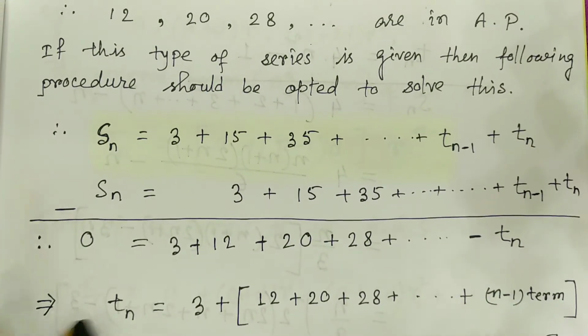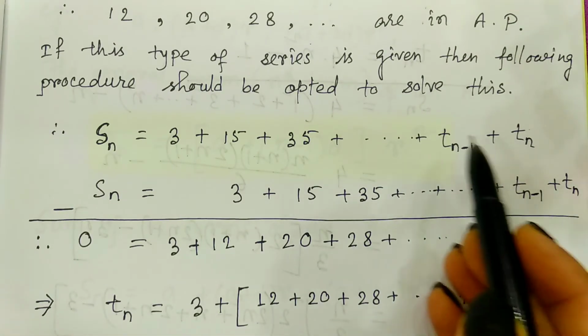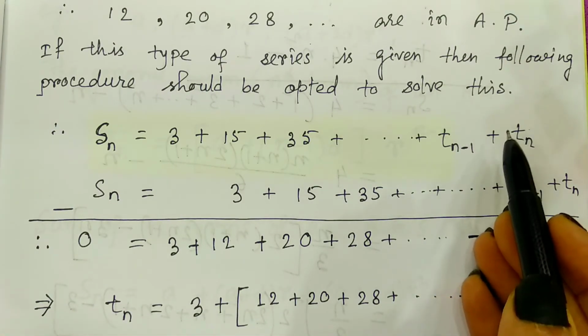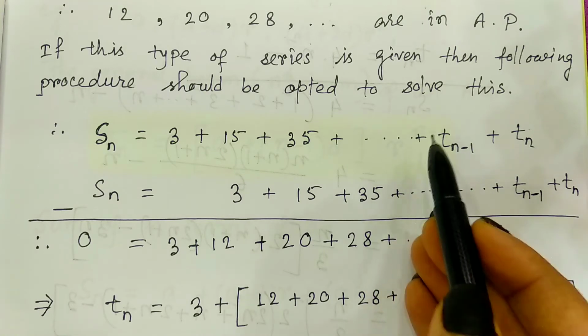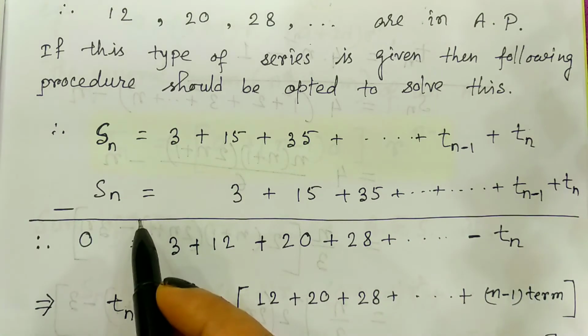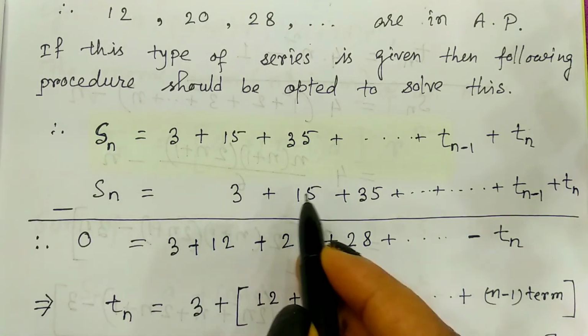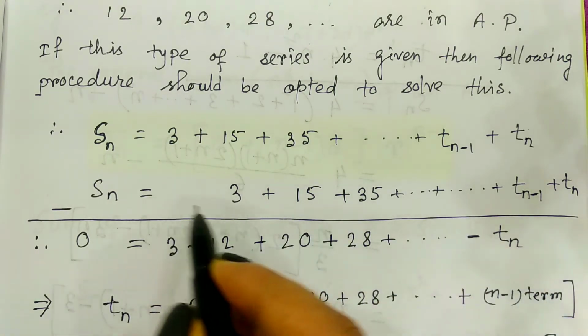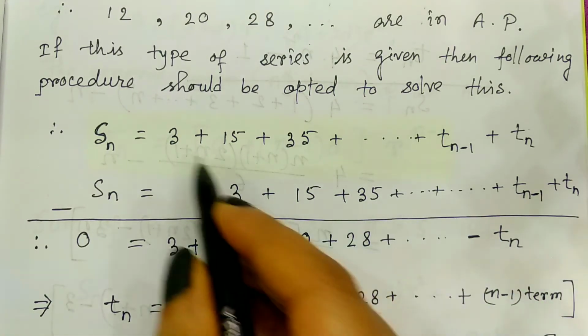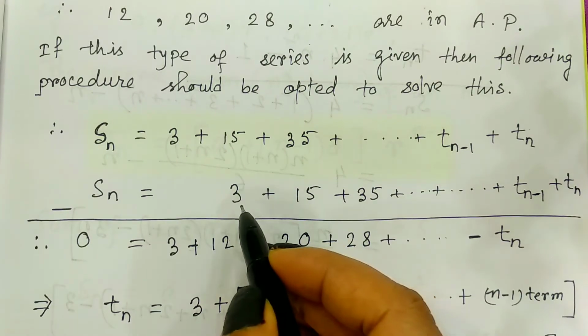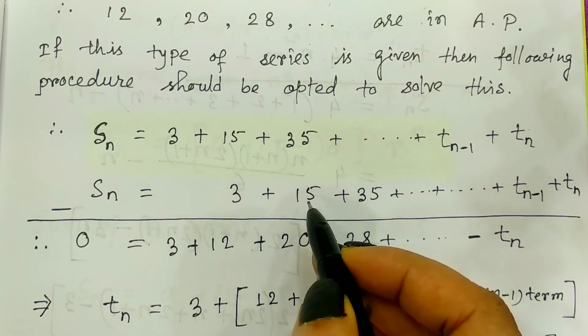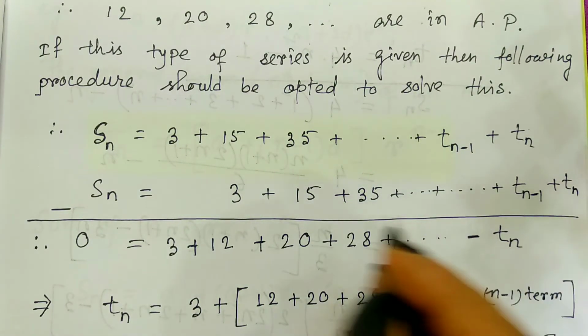What should be the procedure? Sn is given as this. Here Tn is the term which we write as Tn, and the previous term is Tn minus 1. Now we write Sn again by shifting one place. So again we write the Sn here so that 3 is beneath the 15, 15 is under the 35, in this way we write, and then subtract.